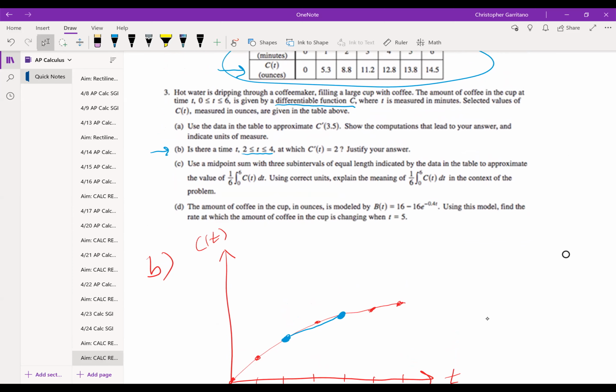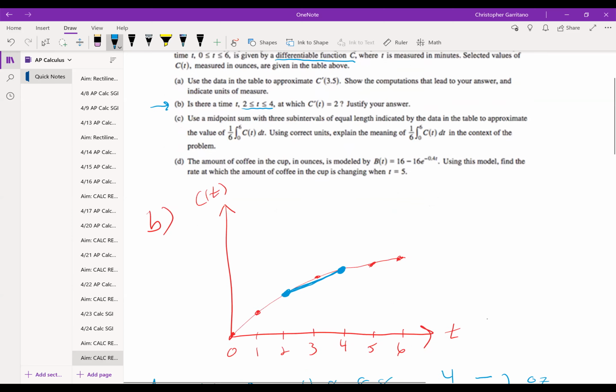Well, in order to answer a question like this with such a limited amount of information, we're going to have to rely on the mean value theorem. The mean value theorem says that as long as you have a function that is continuous and differentiable on an interval, and also there is a secant line slope that is equal to some particular value, then there must be an instantaneous slope, or tangent line slope, that is equal to that value. All right.